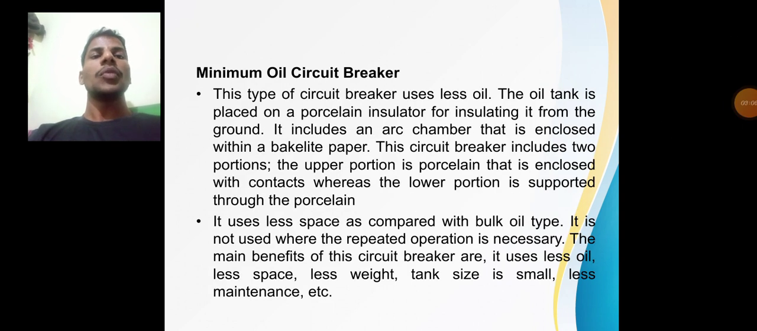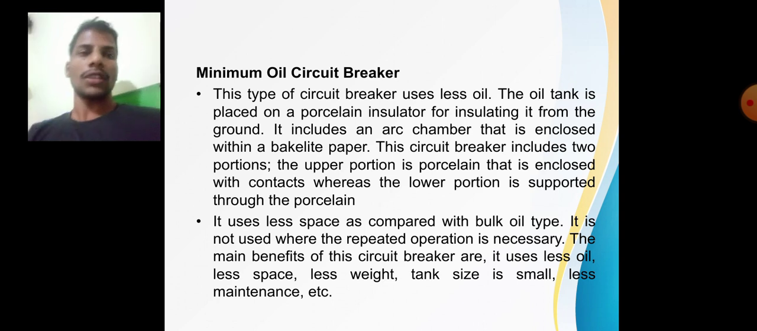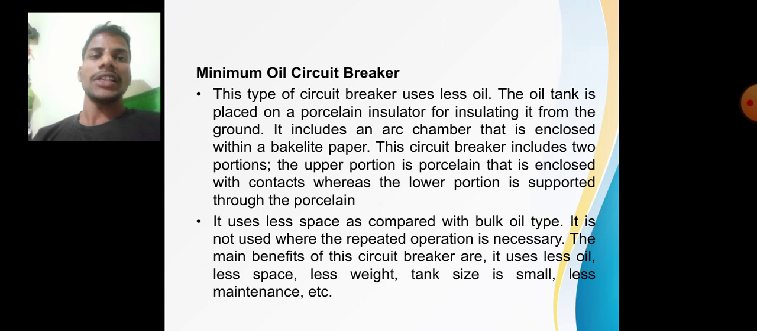Coming to the minimum oil circuit breaker, this type of circuit breaker uses less oil. The name itself says minimum oil, which means compared to the bulk oil circuit breaker, the oil used in the minimum oil circuit breaker is less. The oil tank is placed on a porcelain insulator to insulate it from the ground. It includes an arc chamber that is enclosed within bakelite paper.